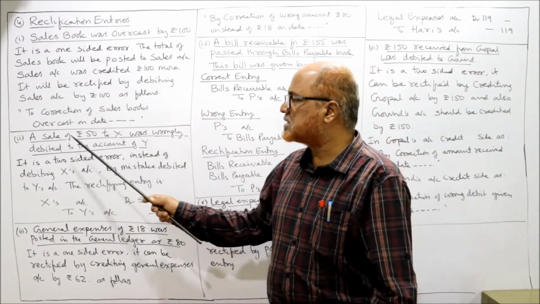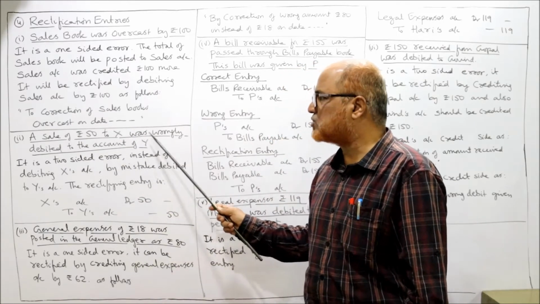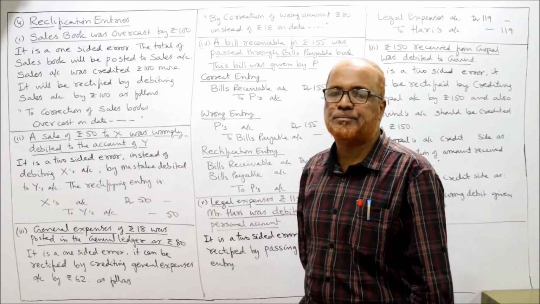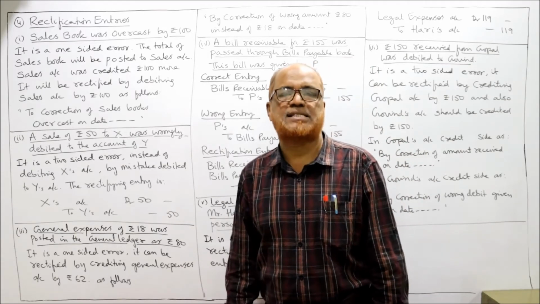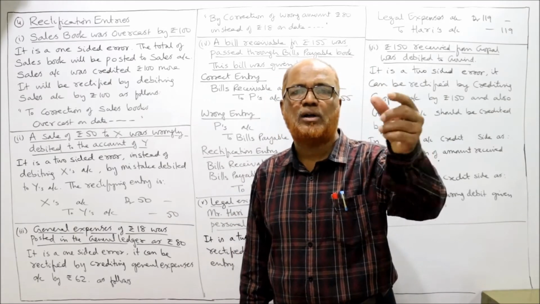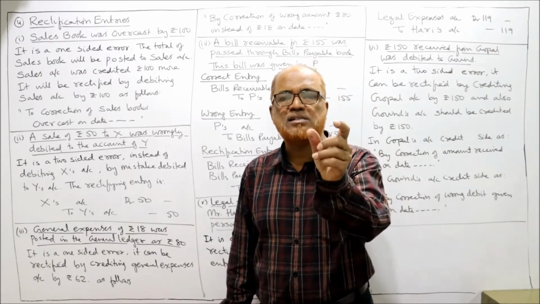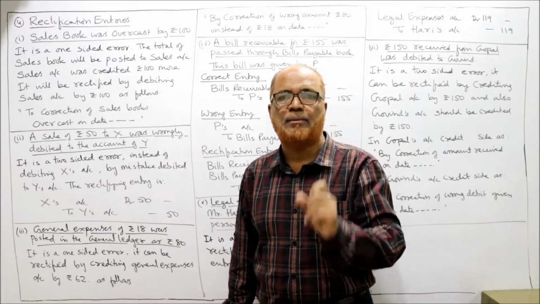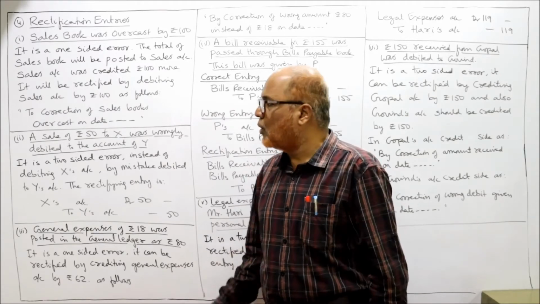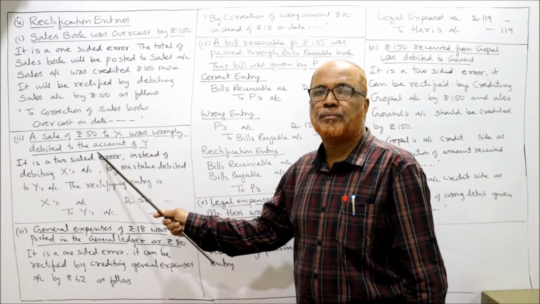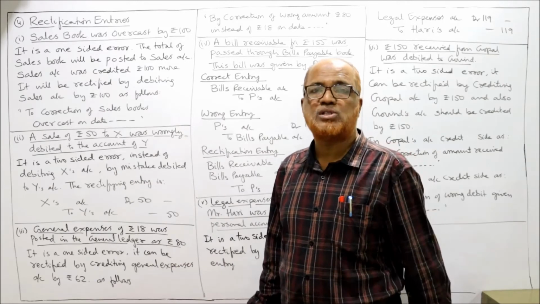That's all. Next, a sale of rupees 50 to X was wrongly debited to the account of Y. A sale of goods of rupees 50 to Mr. X. The entry is X account debtor to sales. The X account should have been debited, but by mistake X account is not debited. Y's account was debited.